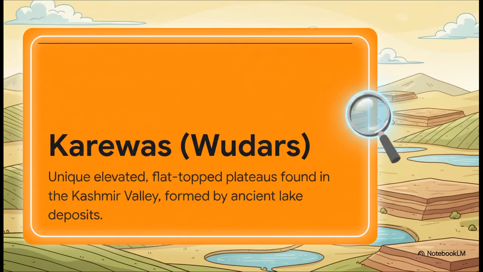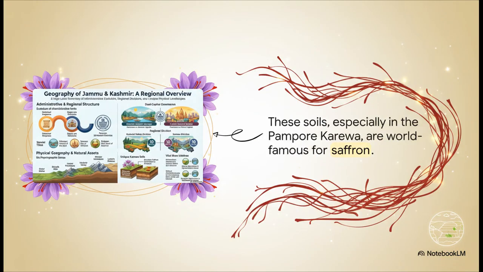But the valley floor isn't just flat ground. It's dotted with these really unique, elevated, flat-topped plateaus. These are actually ancient lake deposits, and locally they're called karewas or wooders. And these karewas are a huge deal. Why? Because their soil, these ancient lake deposits, are absolutely perfect for growing high-value crops. The most famous one? World-renowned saffron, especially the stuff that comes from the Pampore Karewa.